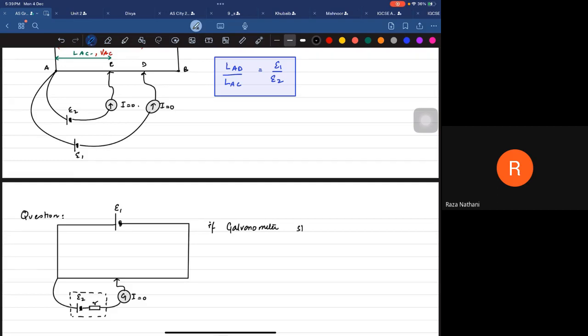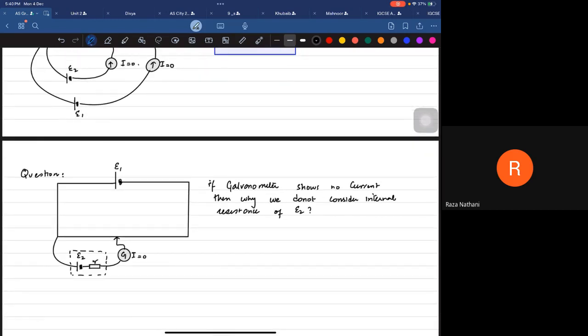So the question they would ask you is that if the galvanometer shows no current, then why do we not consider the internal resistance of EMF2, right? There's internal resistance, and why we don't do that? Now there's an answer to this. This question will be of 3 marks. So you guys should be very, very careful with this, and this comes very often as well.